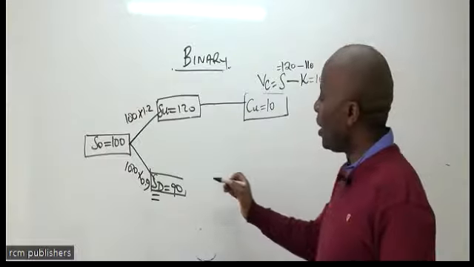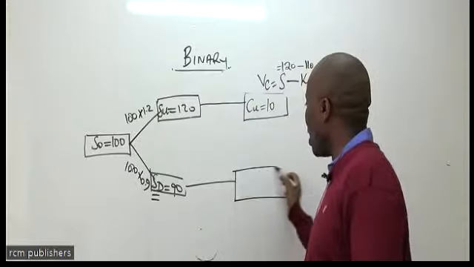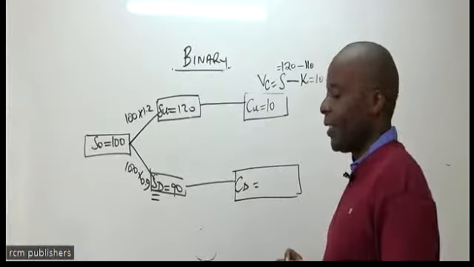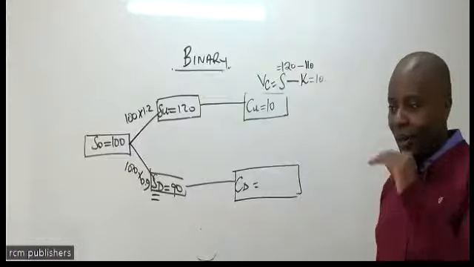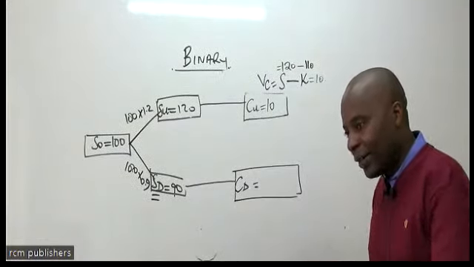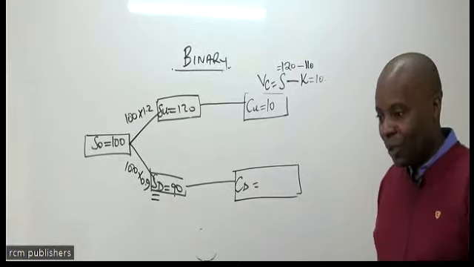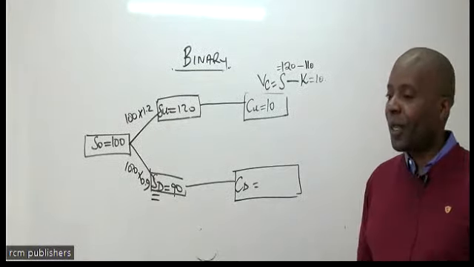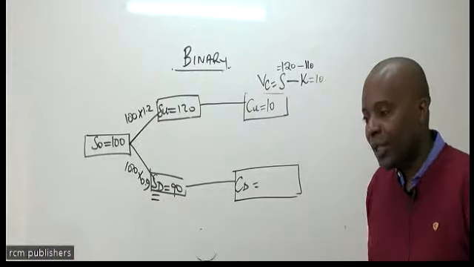Now, how about this option here? If things don't work out, could you kindly tell me what the call value will be in the downward case? Minus 20, thank you so much. Is there anybody else who is saying minus 20?